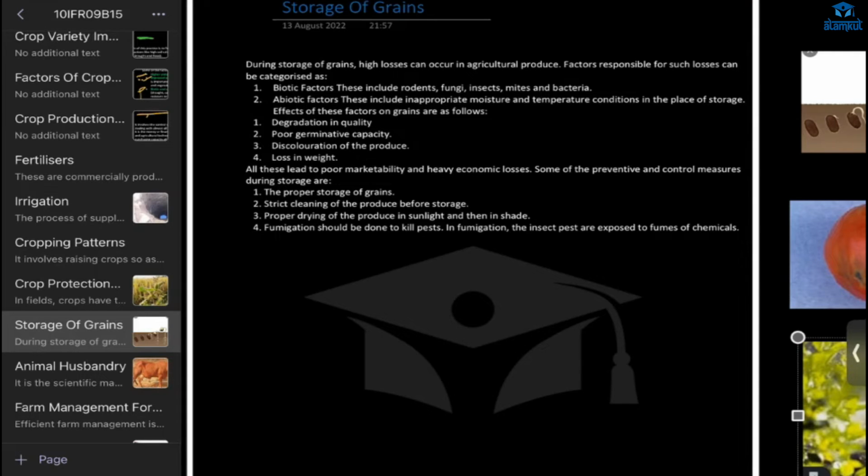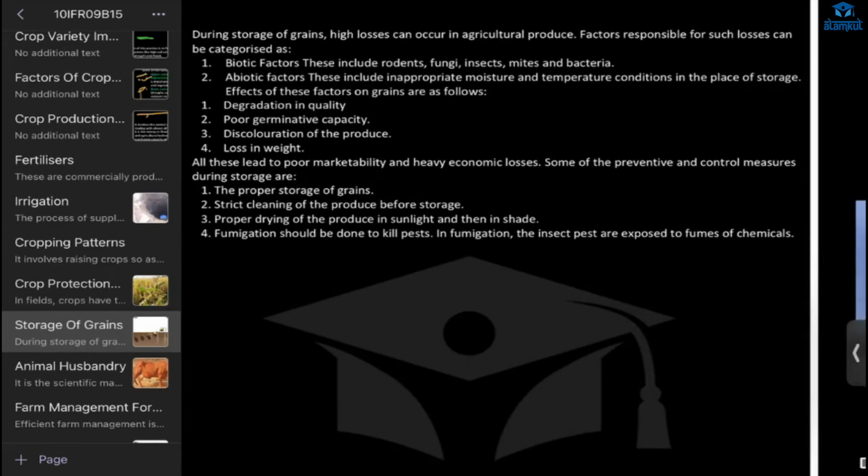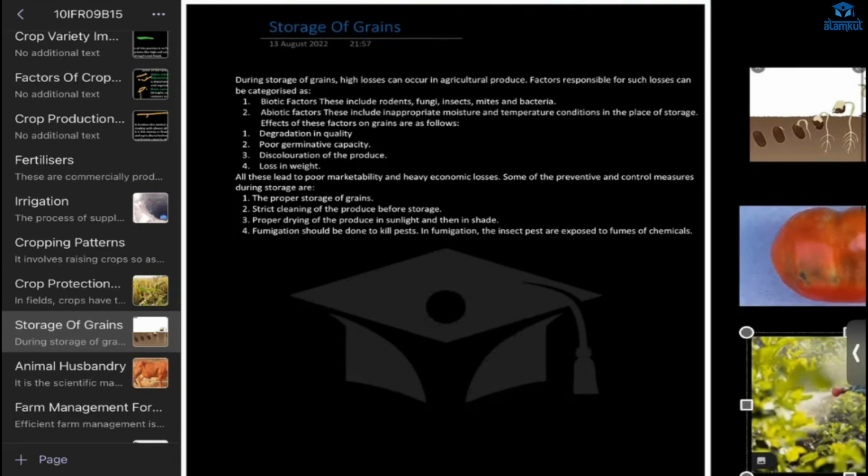Okay. So how will this affect the crops? First is degradation in quality, then poor germinative capacity, then discoloration of the produce, and loss in weight. The quality will also degrade, and there will be a loss in weight.